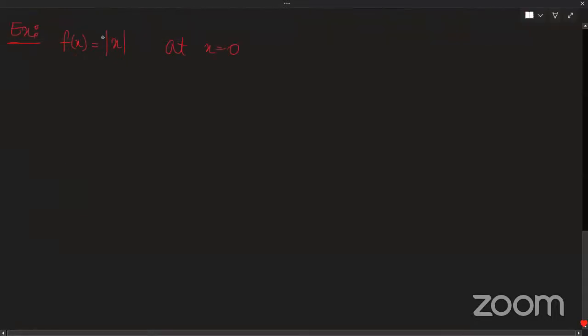Is it differentiable or not? Let us check it. So f of x can be written as x when x is greater than or equal to 0, and minus x when x is lesser than 0. So f dash x can be written as 1 when x is greater than 0, and minus 1 when x is lesser than 0.